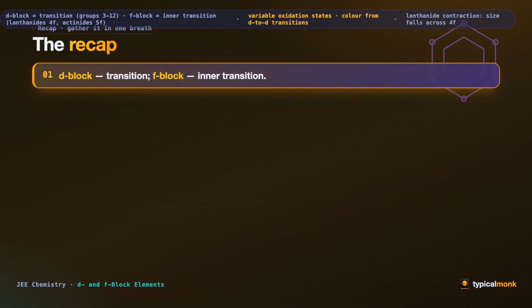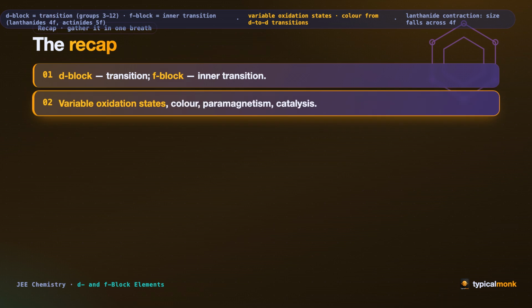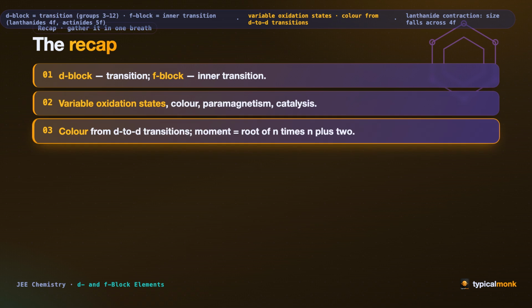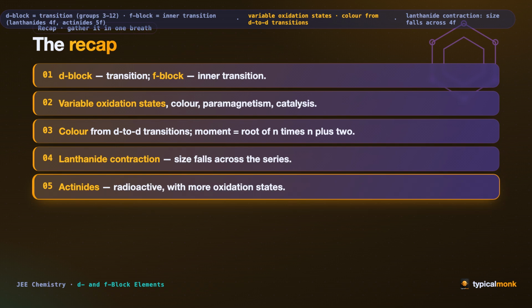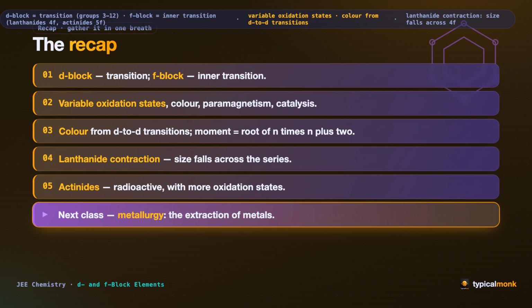Let us gather it all in one breath. The d block is the transition, the f block, the inner transition. Variable oxidation states, color, paramagnetism, and catalysis. Color from d to d transitions. The moment is the root of n times n plus 2. Lanthanide contraction. Size falls across the series. The actinides, radioactive with more oxidation states. Next class, metallurgy, the extraction of metals.